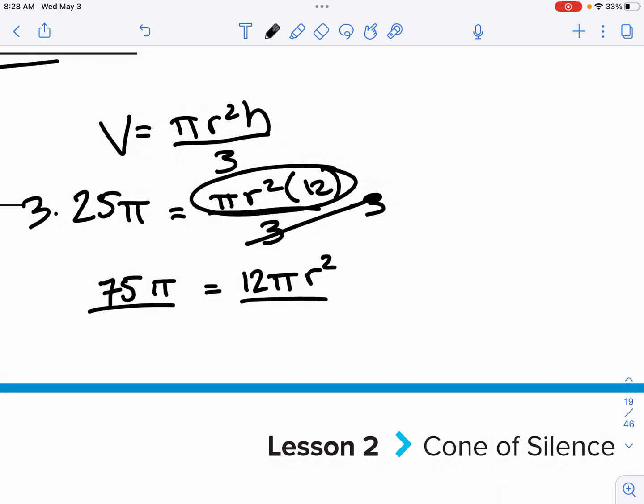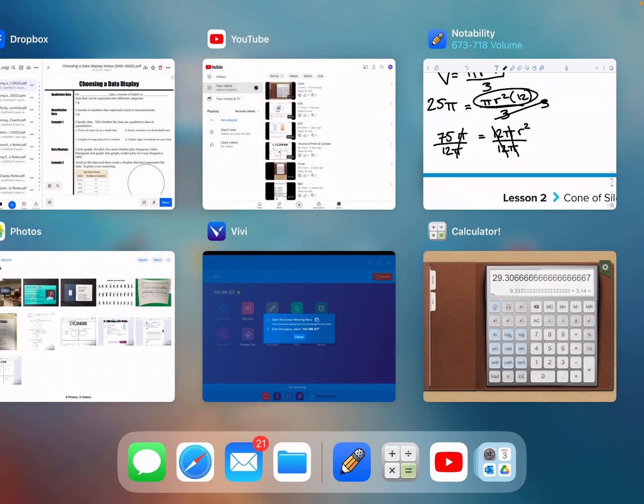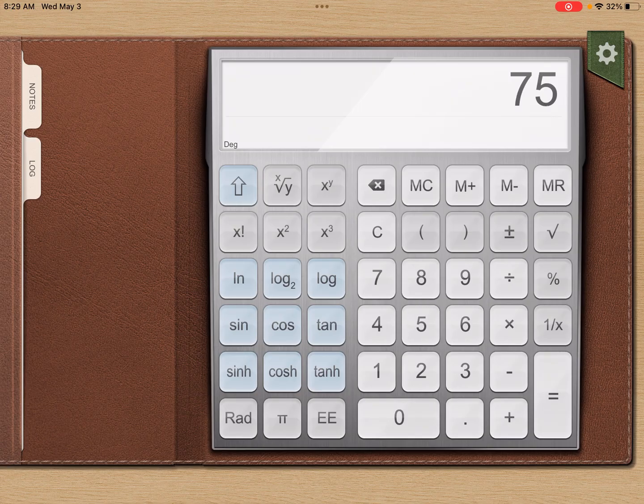And just remember, you can divide both sides by 12, see what that equals. But I'm going to divide this by 12 pi. And if your answer is not in terms of pi, divide it by 3.14. But you can see we're going to get rid of this, get rid of this, get rid of this. Let's figure out what 75 divided by 12 is. 6.25.